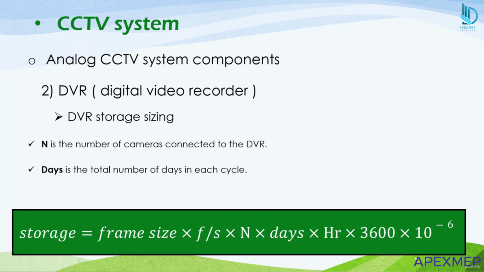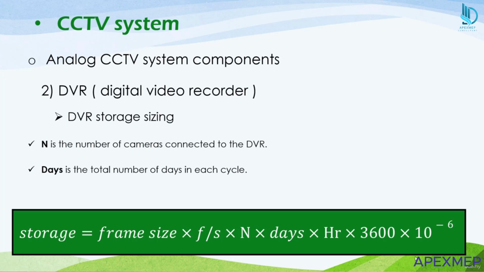Then for the number of days, it's the total number of days in each complete cycle that we need the DVR to record the video on. And the meaning of this cycle is that we need a period that the DVR will continue recording the videos on before the hard disk is completely full. And we specify the cycle according to the owner's needs or budget.